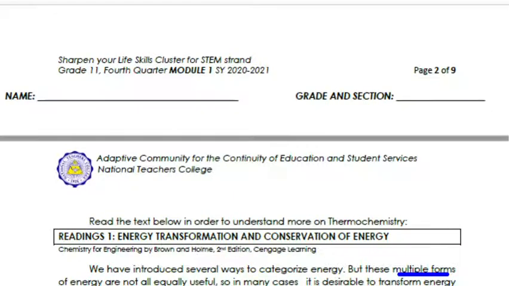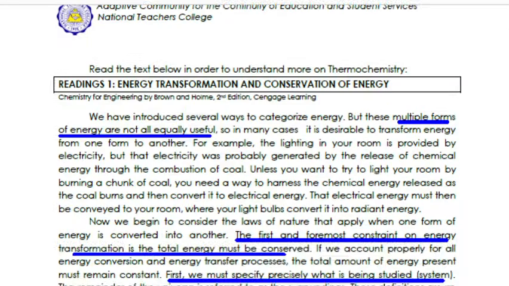Then Reading 1 is about energy transformation and energy conservation. So as we all know, forms of energy are not all equally useful. What is now the solution for us to maximize this transformation of energy? So the first and foremost constraint on energy transformation is that the total energy must be conserved. So how do we do that?